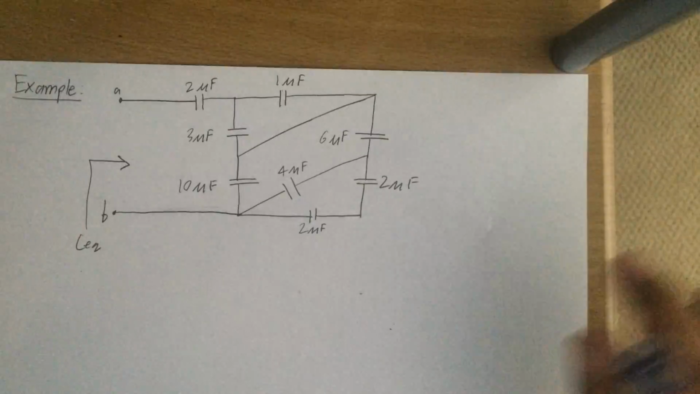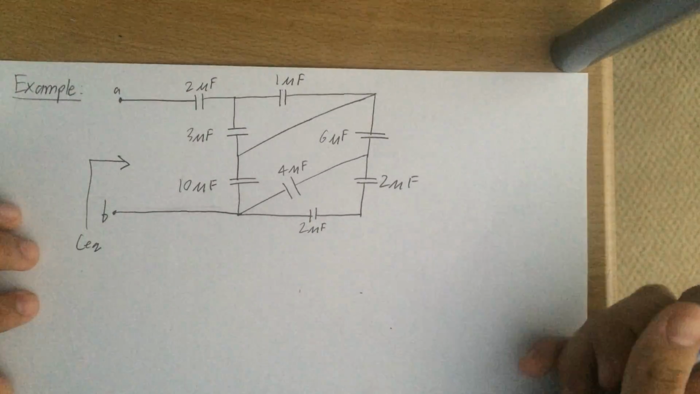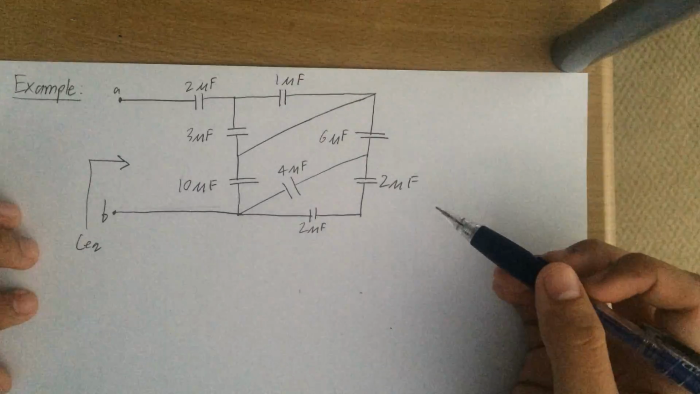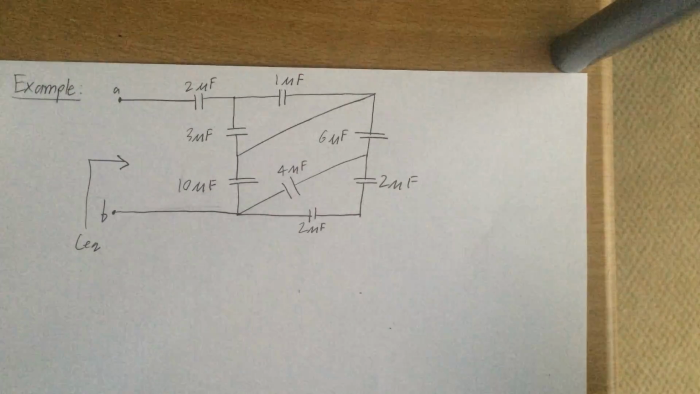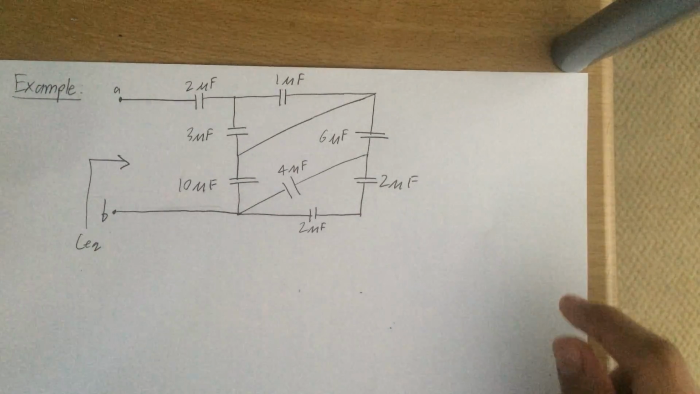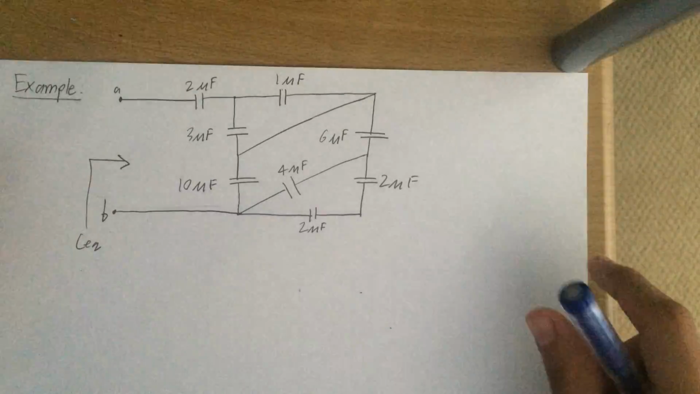No conversion factors, basically, okay? So how do we start this problem? How do we tackle it? Well, first of all, we've got to identify which capacitors are in series and which ones are in parallel, okay?